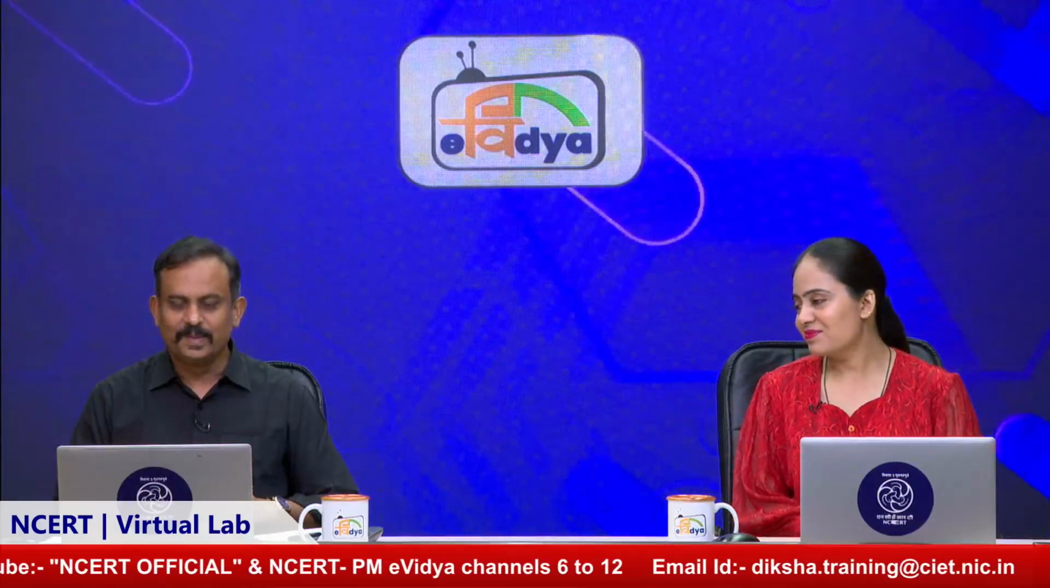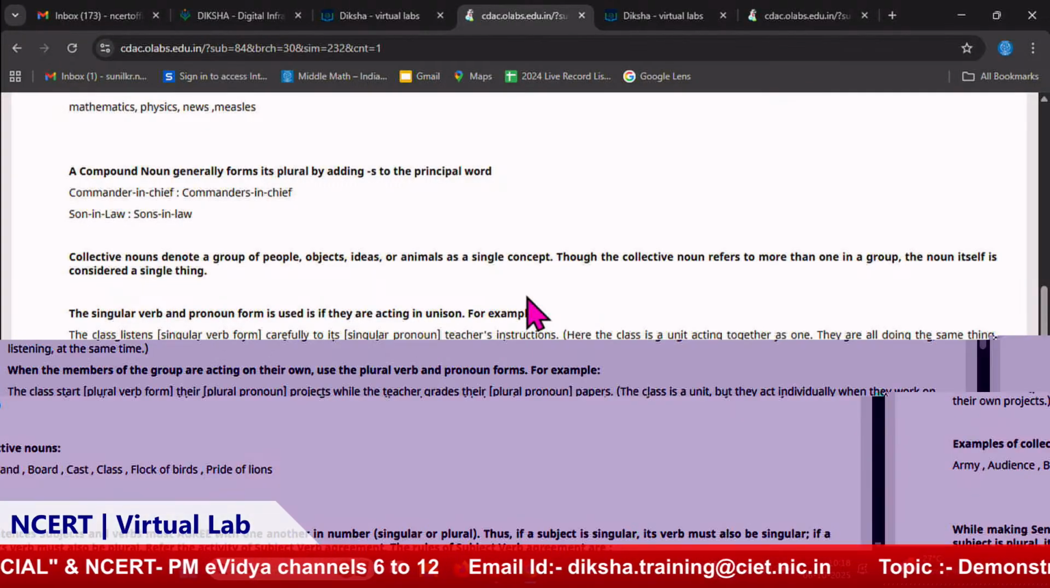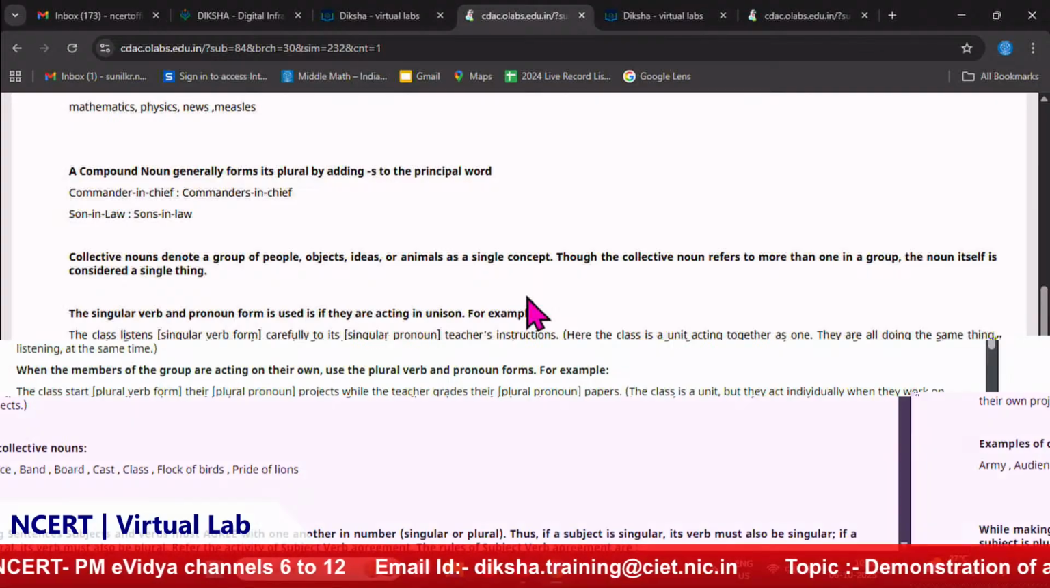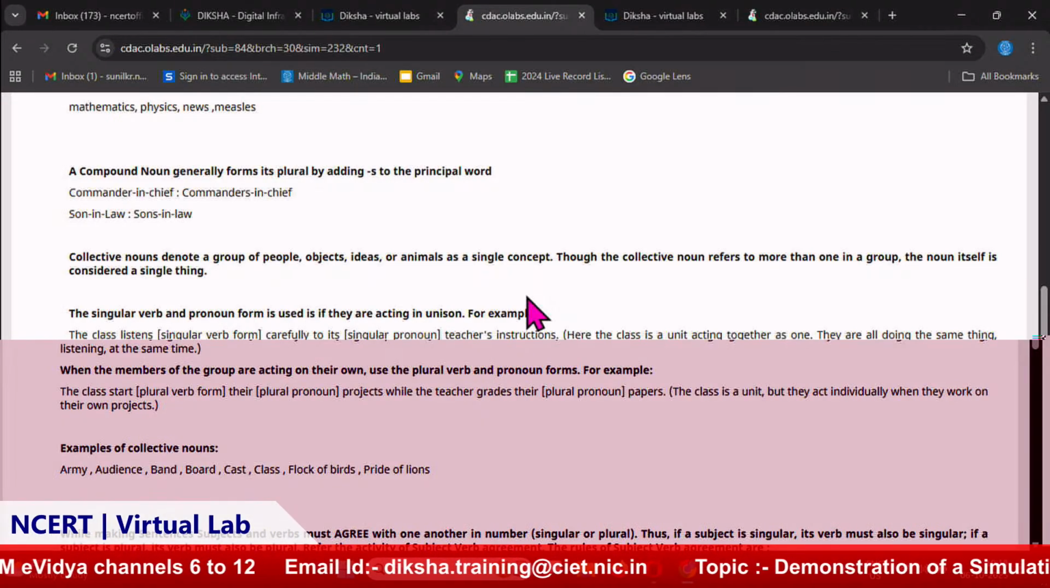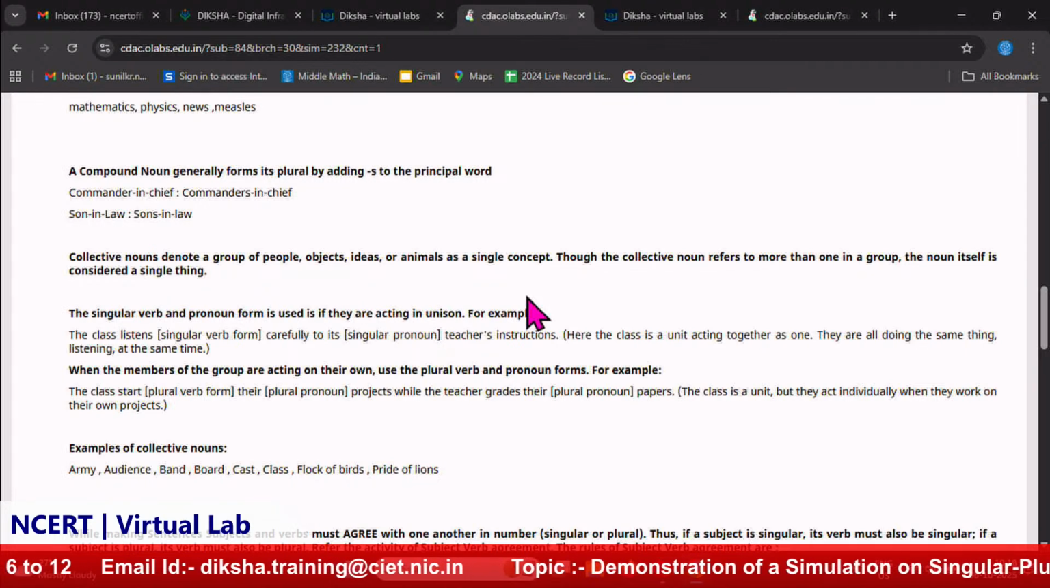Yeah. Similarly, all such compound words which have this formulation, this in that. So commander-in-chief, as you can see on your screen, will become commanders-in-chief. Son-in-law will become sons-in-law. Right.